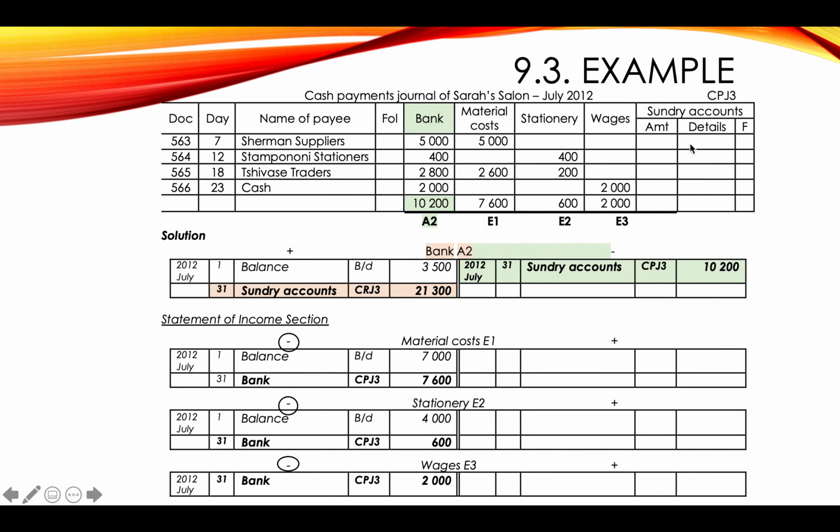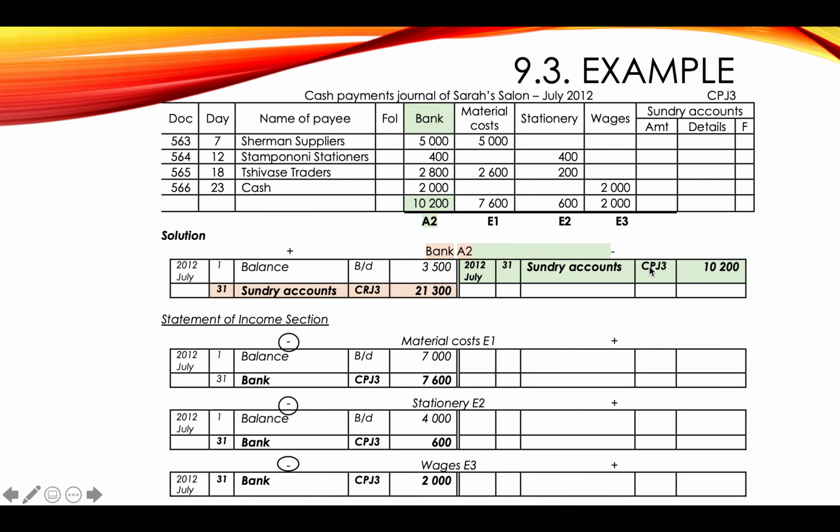Posting the cash payments journal, there weren't any sundry accounts, so we don't need to worry about doing them first. In this case, your bank is getting smaller because it's a cash payments journal. You are spending money. And so therefore, you are going to work on the credit side of your bank account because your asset is getting smaller. So we put the 10,200 on the credit side. We need to put the date, the 31st, and because we didn't have another entry above it, we need to write out the year and the month also, in this case, 2012 July. We put the folio reference, CPJ3, you can get that from the top of the journal over there.